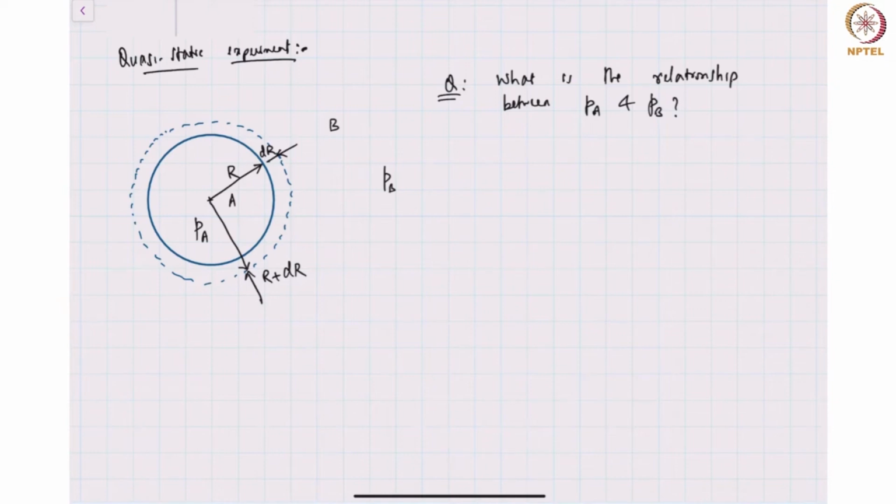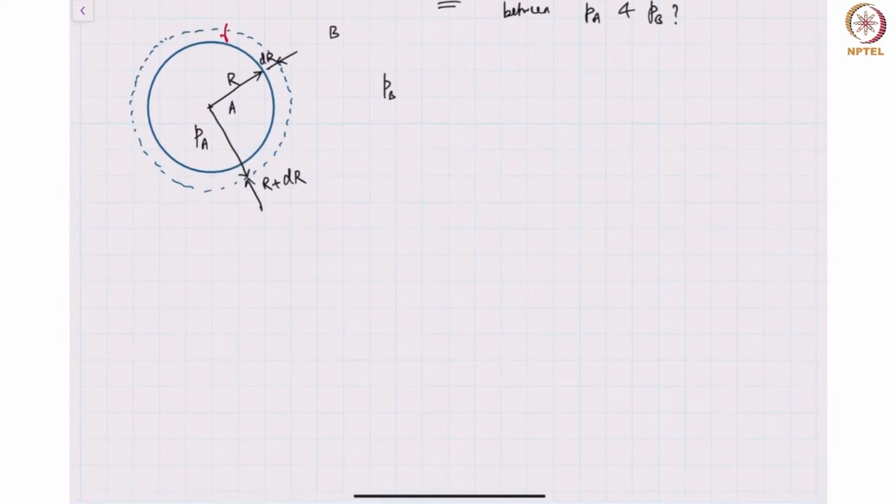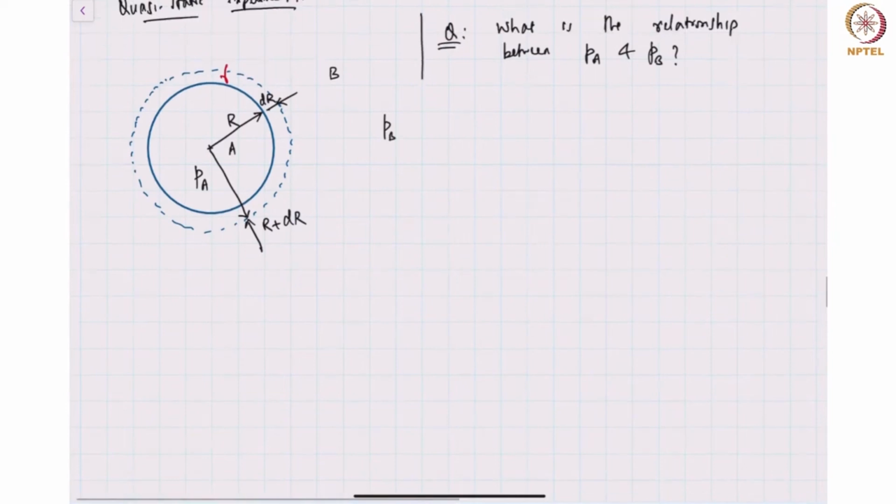But now we want to impose a surface tension. So let's call the surface tension gamma. And we want to ask what is the relationship between PA and PB in the presence of surface tension gamma. Okay. Now, how do we address this problem? We start by writing down the expression for the work done by pressure and any capillary force.